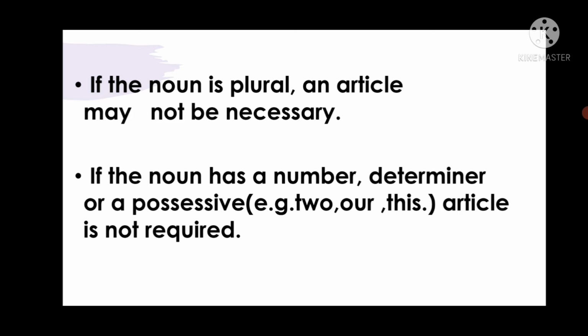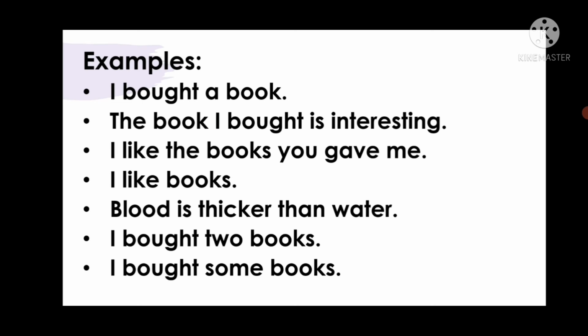Okay, now one more condition has been mentioned here. If the noun has a number, determiner or a possessive, an article is not required. So in this condition also, an article is not required. So let us go with the examples. Okay, here a few examples have been quoted.